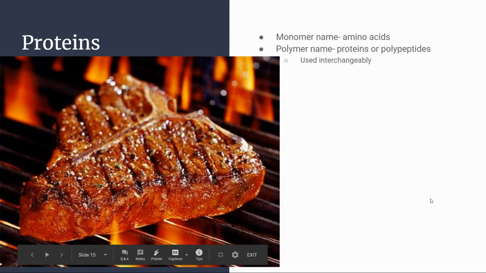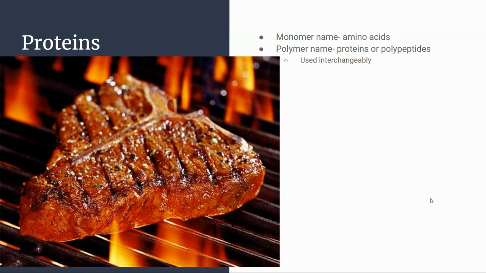Then we'll move into the third type of macromolecule, which is proteins. The monomer name of proteins is amino acids. The polymer name of proteins is proteins or polypeptides. These two names are used interchangeably. So it can be proteins, it could be polypeptides, it could be both in the same sentence.